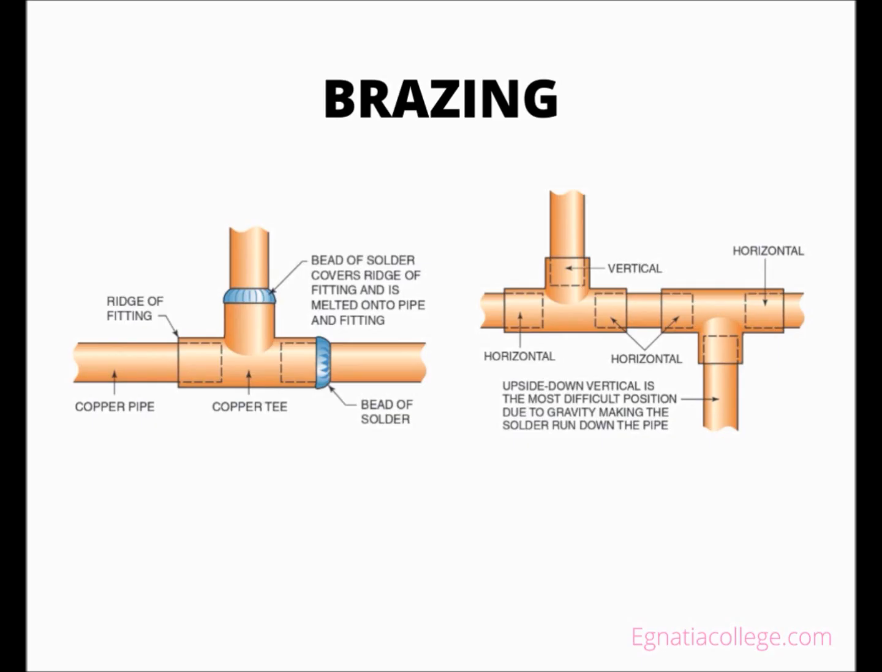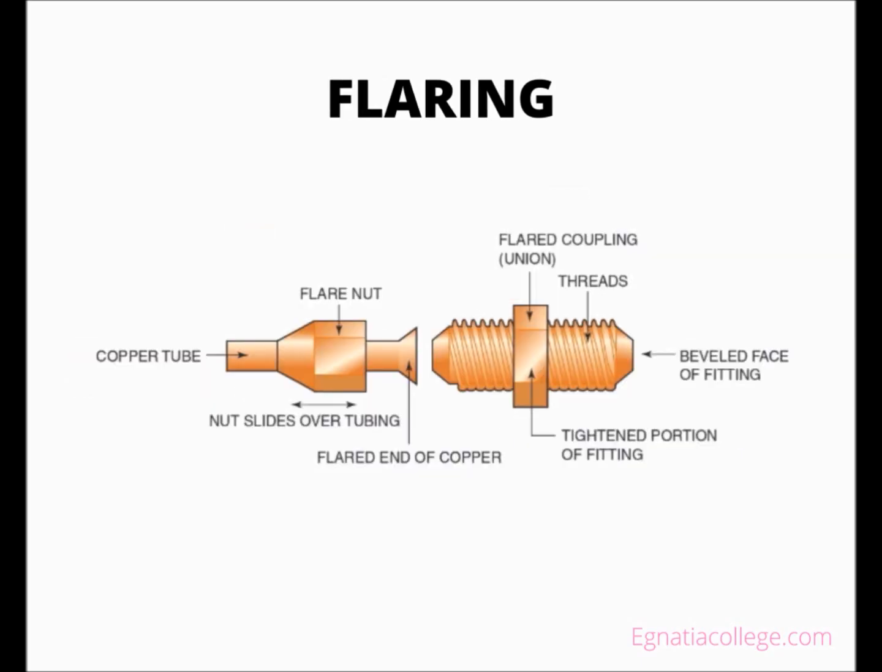Residential construction uses small diameter pipe, and a small handheld torch can provide adequate heat, but piping larger than 1 inch requires a larger torch. The goal is to complete a silver solder joint that has a uniform cap, or bead, of solder along the ridge of the fitting. Flaring. Flaring copper is the process of folding or spreading the pipe end with a flaring tool.